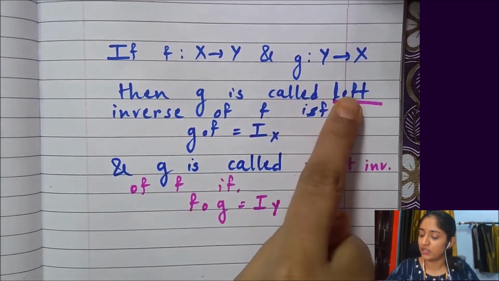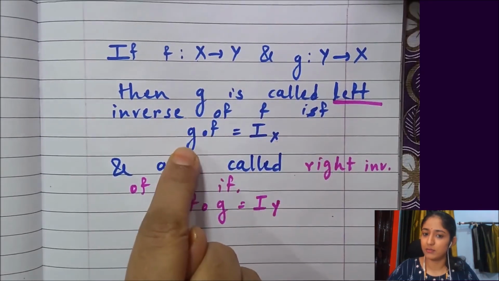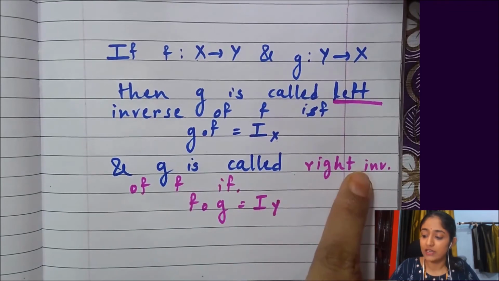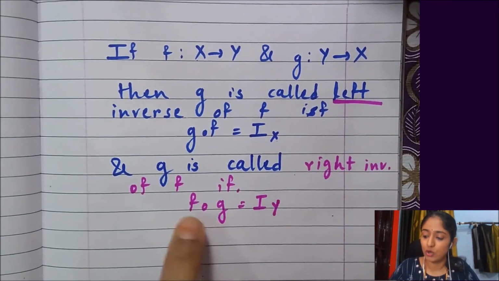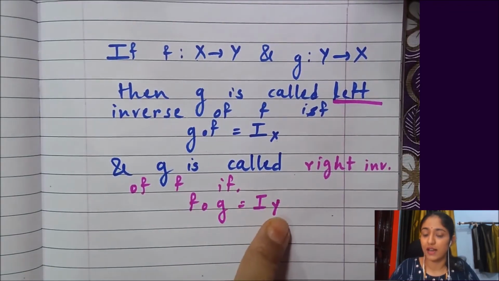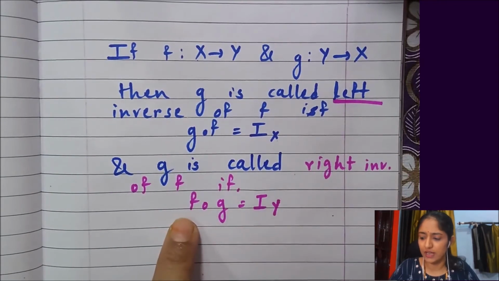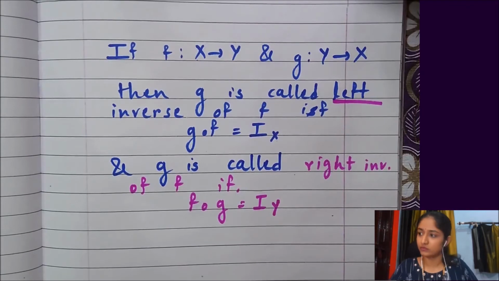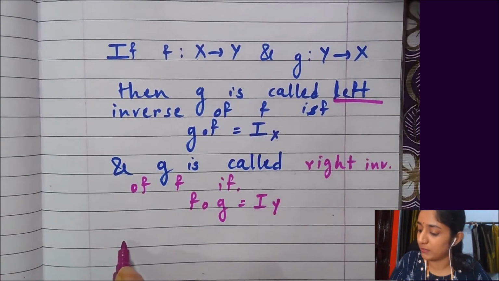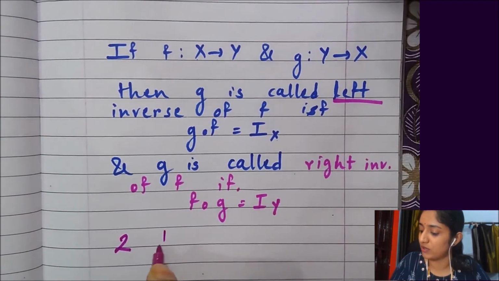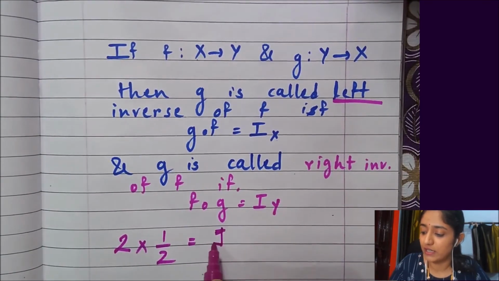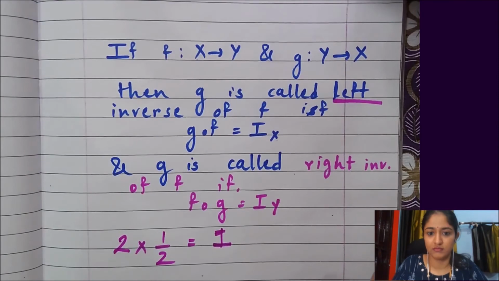See, g is called the left inverse, so g is being composed with f from the left side, and g is called the right inverse, so g is composed with f from the right side. We can also say f is a left inverse of g here. So this is just like the numbers. If 2 has reciprocal 1 by 2 and we multiply them together, we get the identity, right? Identity in numbers is 1. We just saw.